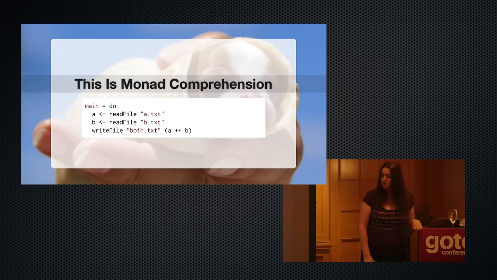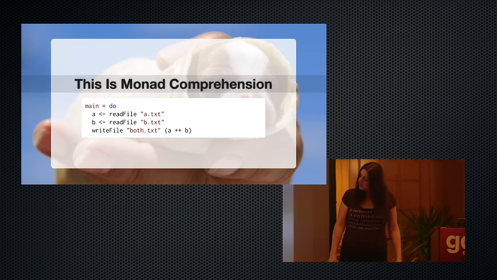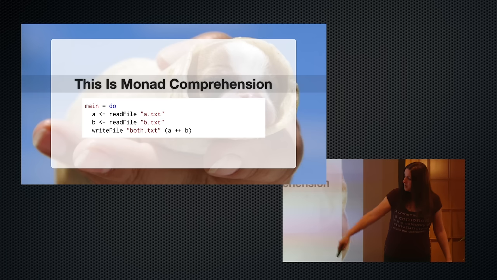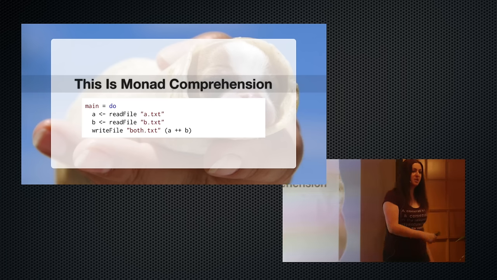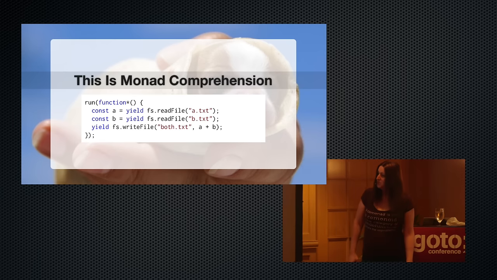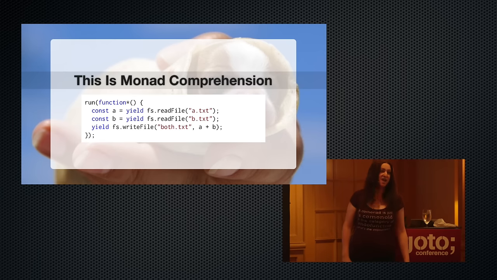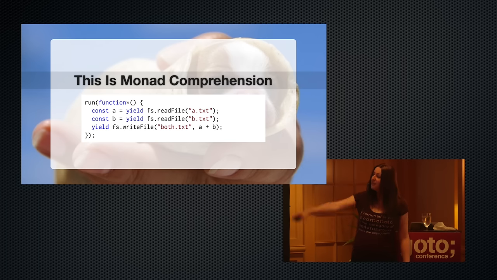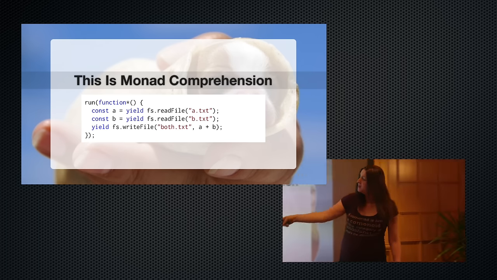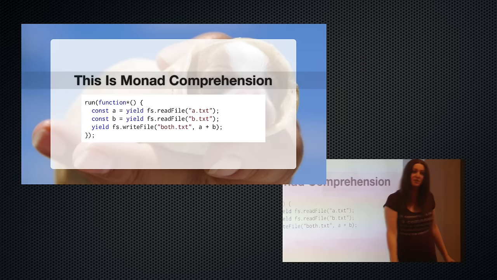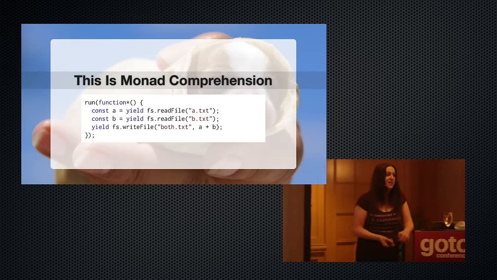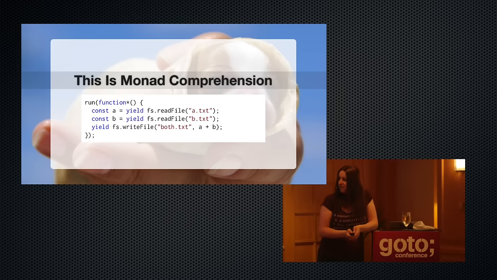This is monad comprehension in Haskell. The do block, and sort of waiting for the monadic operations to finish. This is monad comprehension in JavaScript. That's the run function, that's our generator function. We're making promises, we're yielding on them. That's monad comprehension. So continuation passing style and a couple of other things. But let's not get into that.